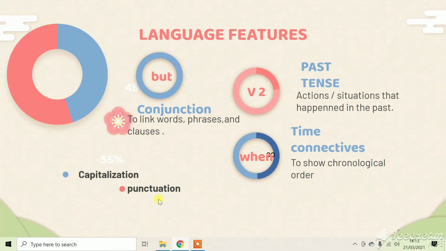And then punctuation. Punctuation here is a kind of symbol that is used in writing or in an essay, like comma, full stop, colon, semicolon, something like that. So remember, the language features of historical recount text are simple past tense, time connectives, conjunctions, capitalization, and punctuation. We have to remember all of that.